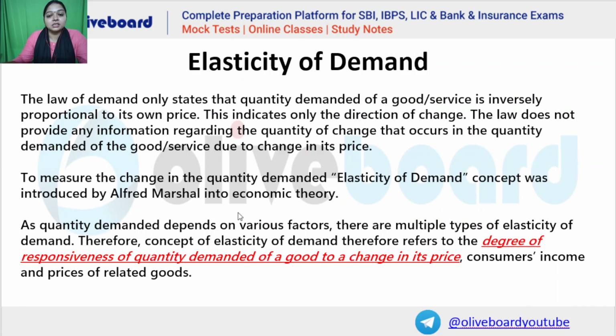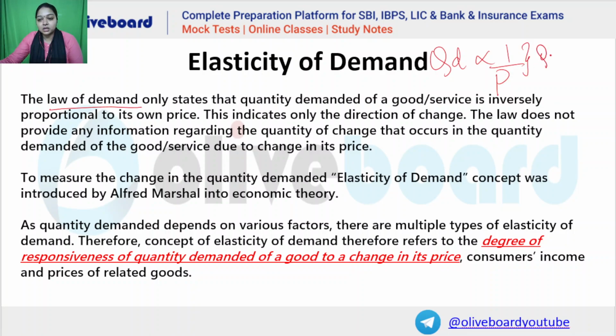So starting with elasticity of demand. The law of demand, if you remember, states that quantity demanded of a good or service is inversely proportional to its own price. So what does it mean? It just states that quantity demanded is inversely proportional to its price, right? So it states only the relationship. All you can tell from this relationship is that quantity decreases when price increases and quantity increases when price decreases. This is all you can say, correct?